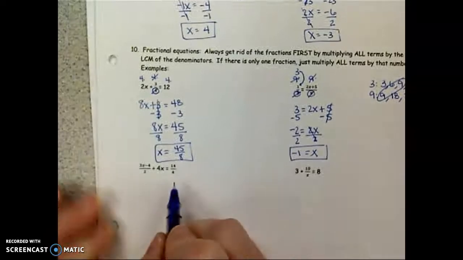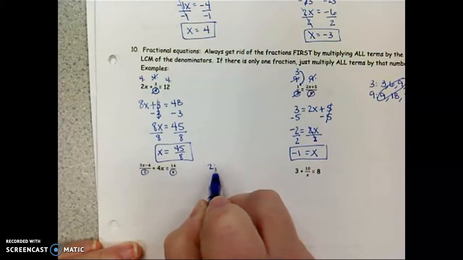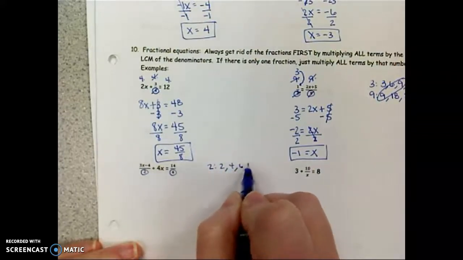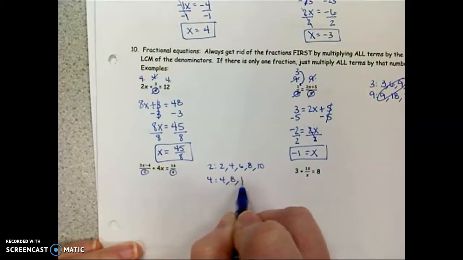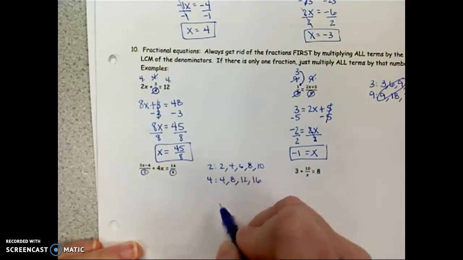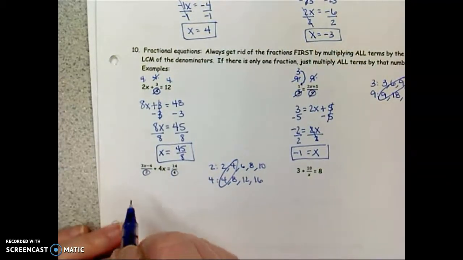We have two fractions again in this one. My denominators are 2 and 4. So I'm going to list out the multiples of both of those numbers in order to find the smallest one that they have in common. And that is a 4. So that's what I'm going to multiply all the terms by.